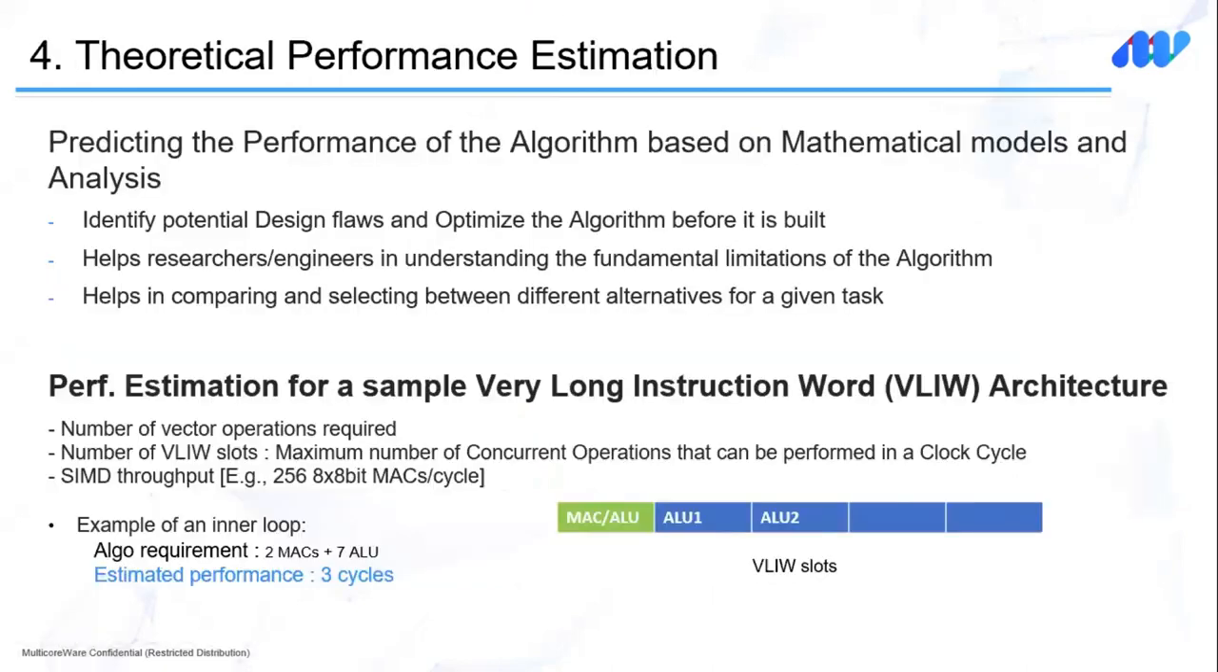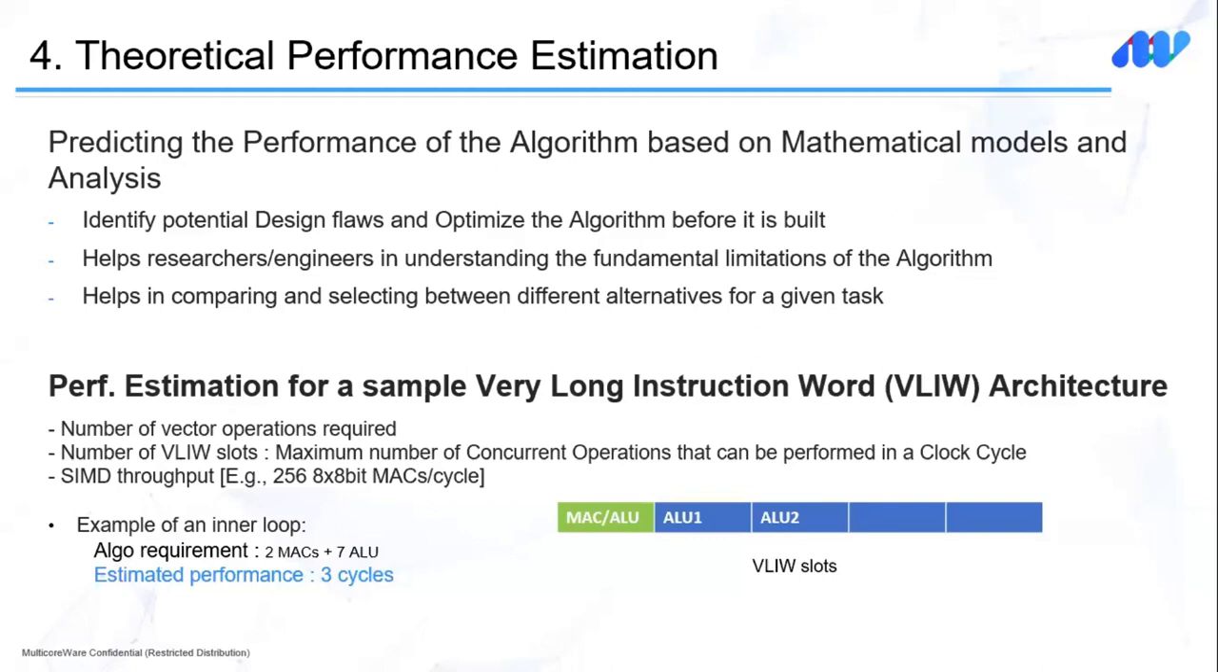The fourth step in optimizing the algorithm for the target architecture is to do a theoretical performance estimation, where we try to predict the algorithm's performance on the target architecture depending on the number of computations involved in the algorithm and also the available resources in the target architecture. And doing this estimate is helpful in a lot of different ways.